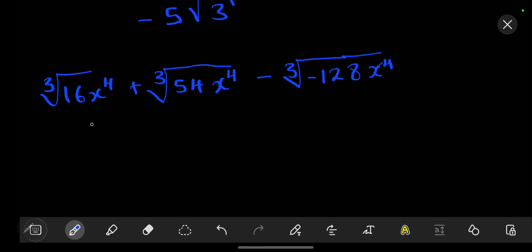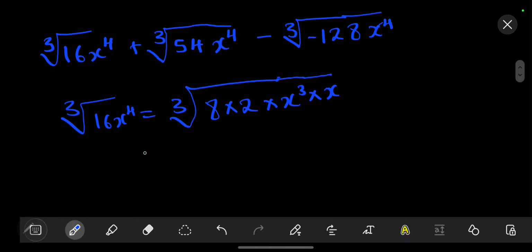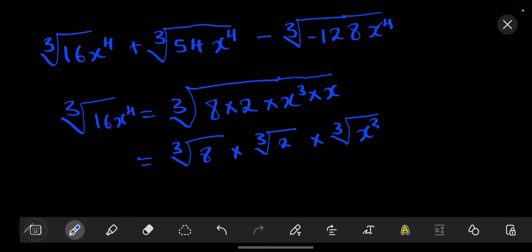So this one is the same as the cube root of our 16 x to the power of 4. So this is the same as having the cube root of our 16. Let's use the one that has got a perfect cube root, which is 8. So we have 8 times 2 times x to the power of 3 times x. After doing this, we have the cube root of 8 times the cube root of 2, then times the cube root of x to the power of 3.